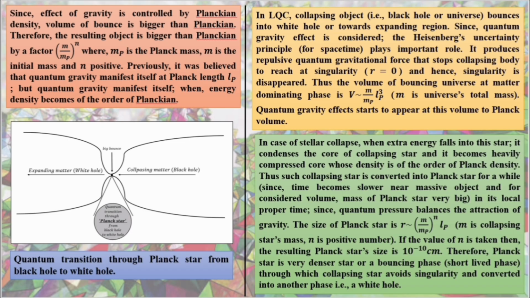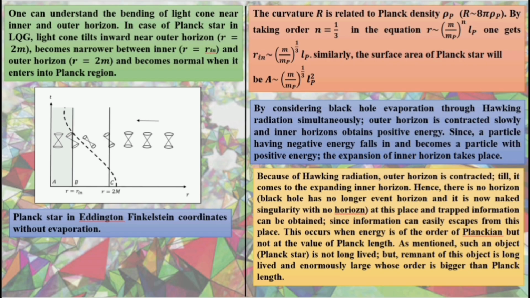One can understand the bending of light cones near the inner and outer horizon. In the case of a Planck star, in loop quantum cosmology, the light cone tilts inwards near the outer horizon, that is r equal to 2m, and becomes narrower between the inner and outer horizon, that is, in between r equal to r and r equal to 2m. Because of the density gradient, in this case the star exhibits two horizons, inner and outer, and becomes normal when it enters the Planck region.